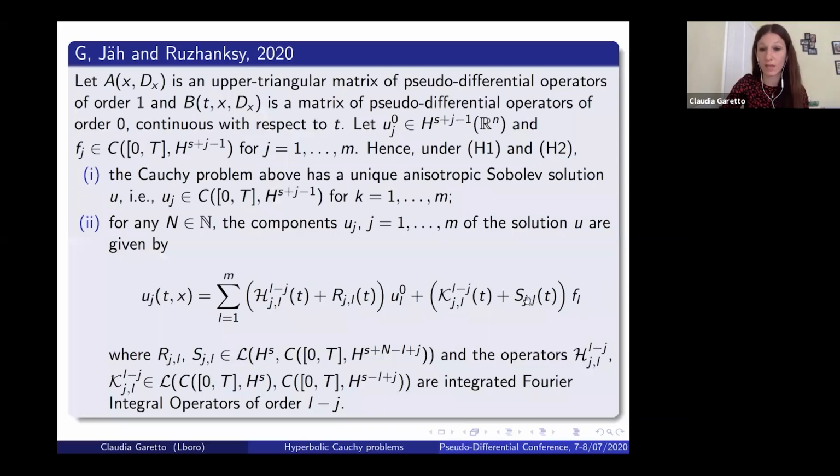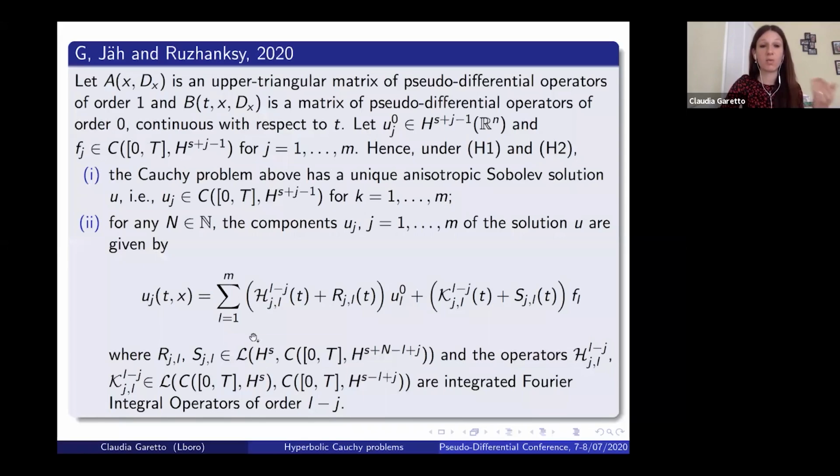So what are these operators? These are Fourier integral operators of order l minus j. So the operators H and K will be of Fourier integral operator type and will have order l minus j. They will have these mapping properties: they will map H^s into H^(s minus l plus j). But then I will also see a part which is regularizing, because R and S improve the Sobolev order. So if we start from H^s, then we will end up in H^(s minus l plus j plus N). And I can do this for every N.